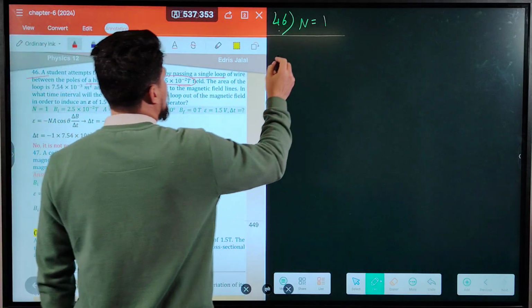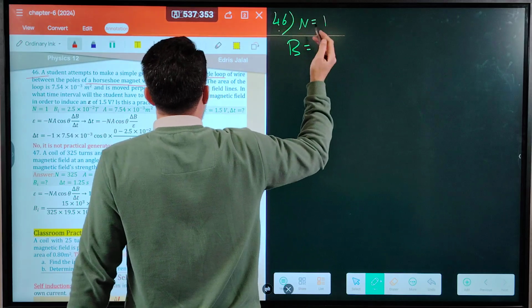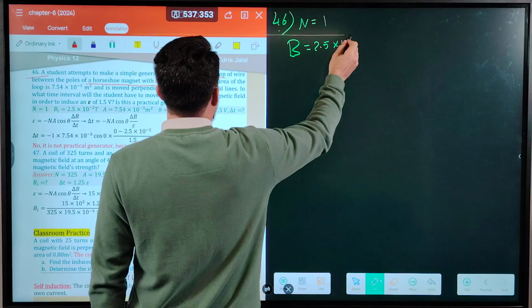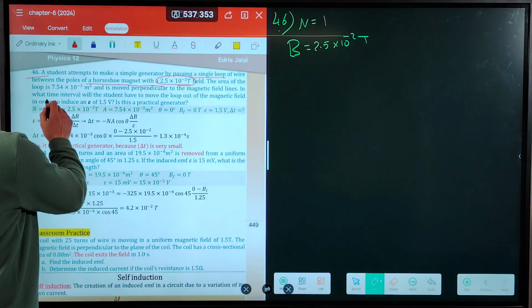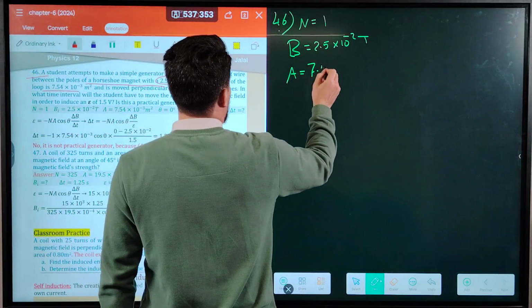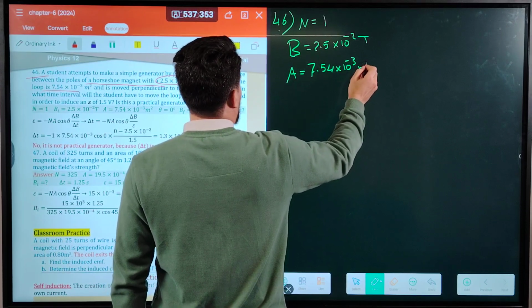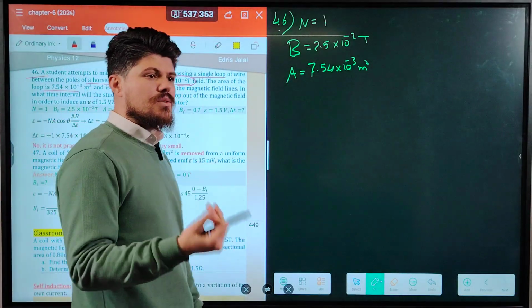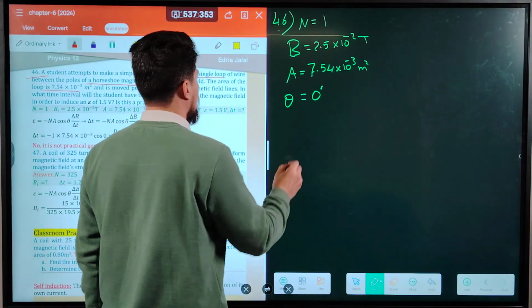2.5 times 10 power negative 2 Tesla. This is B, but I don't know if this is B1 or B2, or maybe B is constant. It depends on the question. The area of the loop is equal to 7.54 times 10 power negative 3 meters squared, and is moved perpendicular to the magnetic field. The plane of the coil is moved perpendicular, which means the angle is equal to 0.